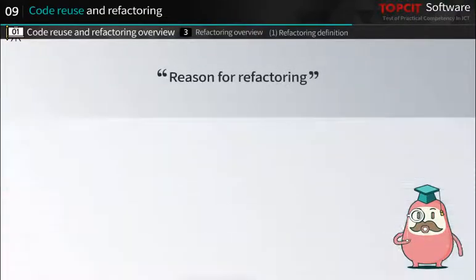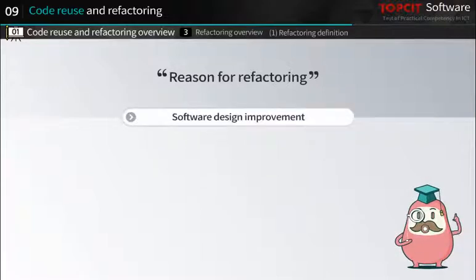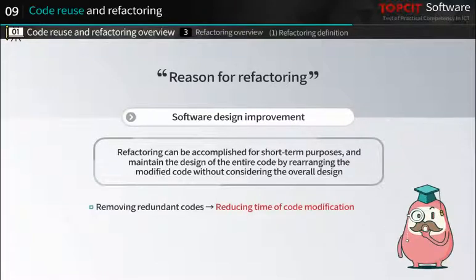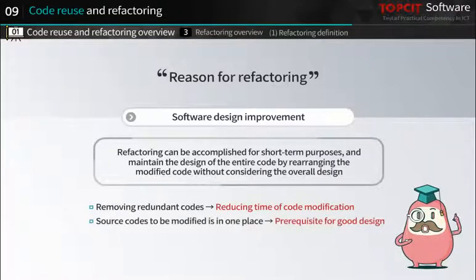Let's look at the reasons for refactoring specifically. First, it improves the software design. Refactoring can be accomplished for short-term purposes, and maintain the design of the entire code by rearranging the modified code without considering the overall design. For example, removing redundant code has the advantage of reducing the time it takes to modify the code, and the fact that the source code to be modified is in one place is a prerequisite for good design.